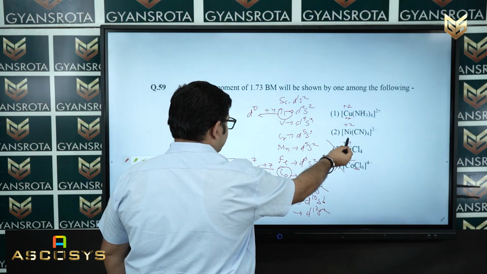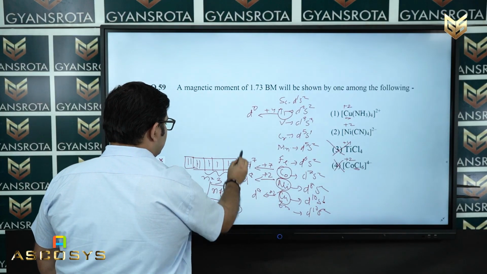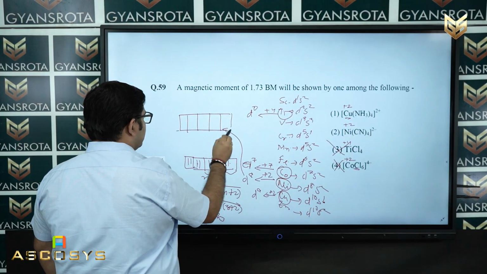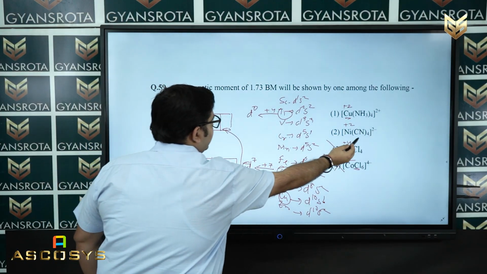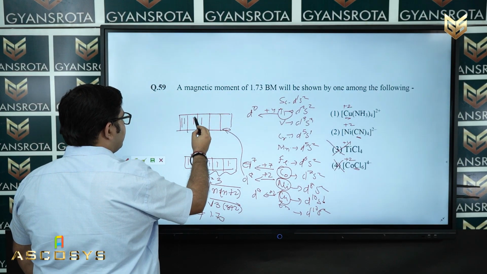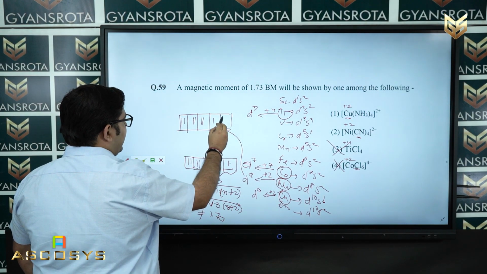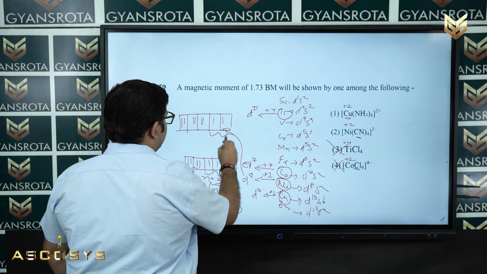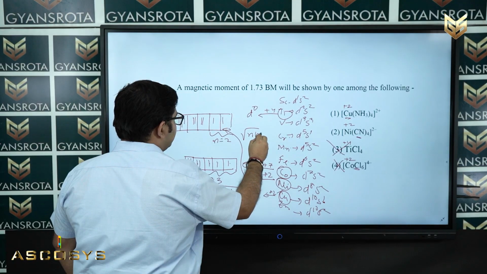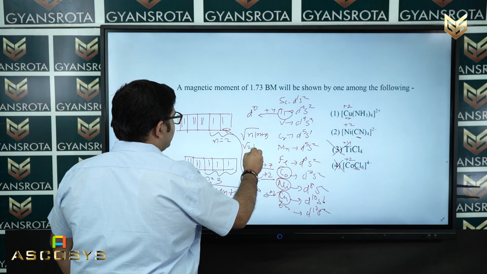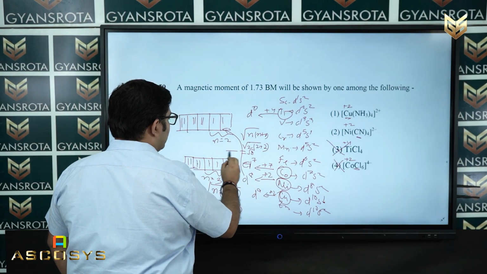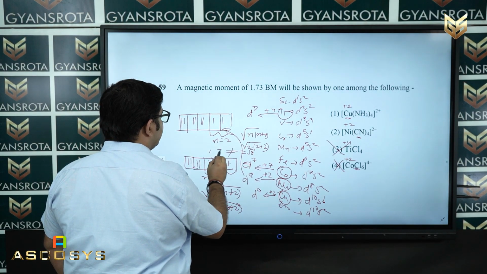Now, the nickel part, if you see d8. So, how will d8 look? Again 1, 2, 3, 4 and 5. So, 1, 2, now cyanide is a strong field ligand. So, 1, 2, 3, 4, 5, 6, 7 and 8. Now, here the number of unpaired electrons is 2, and if I write n into n plus 2, that is 2 into 2 plus 2, that is 4, 4 into 2 is 8. No, this is also not equal to 1.73.